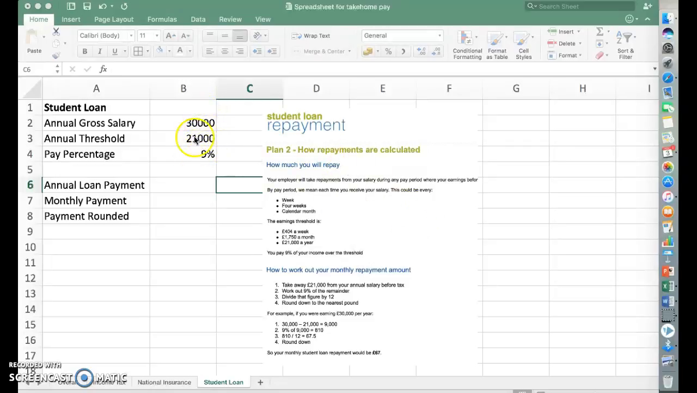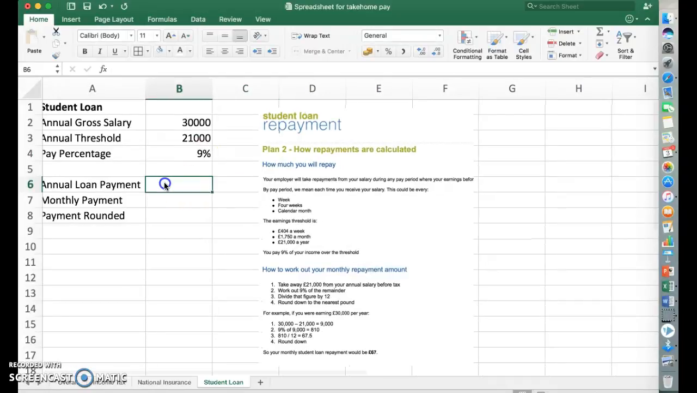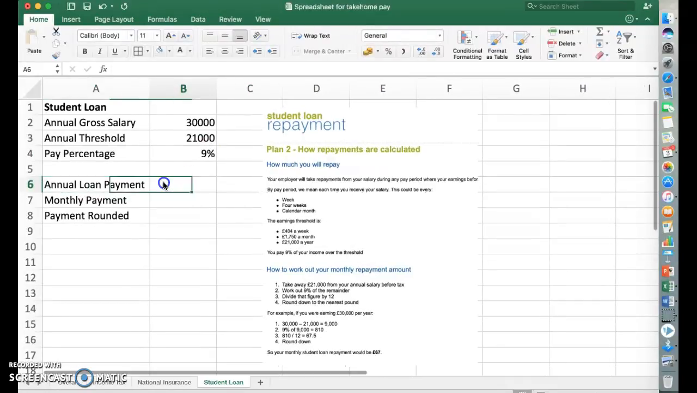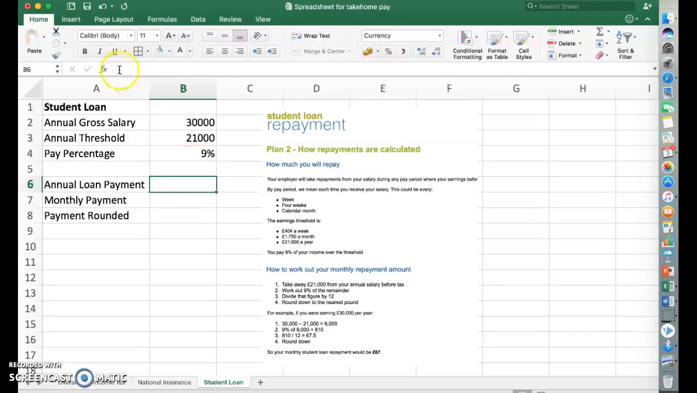When we do this, we need to use the IF formula again, like we did in income tax, because we need to compare these two values to see if we earn more than the threshold or less than it. So let's have a go at doing that. Let's work out the loan payment in here. We're going to use the IF function.